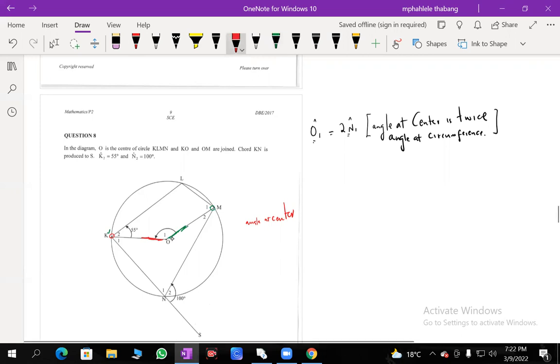If you look at angle N1, what subtends angle N1? This line comes from K again, and this other line comes from M. So even angle N1 is subtended by KM. So we say angle O1 is twice angle N1. Angle at the center, O1 being at the center, is twice angle at the circumference, N1. Circumference just means at the end of the circle.